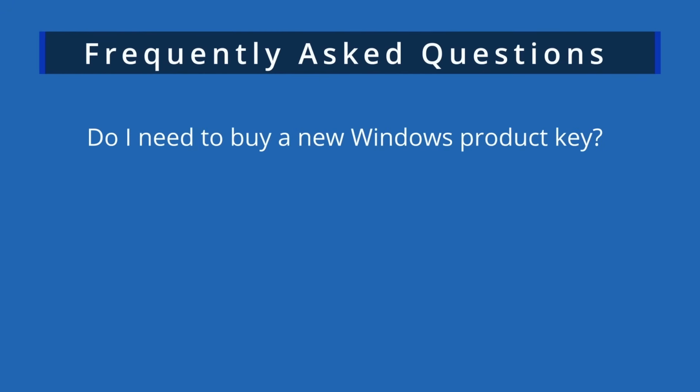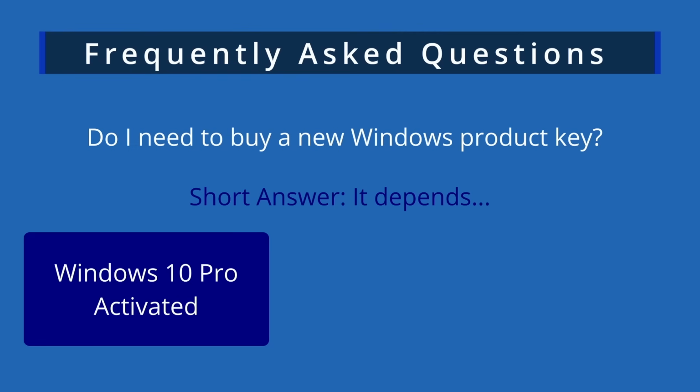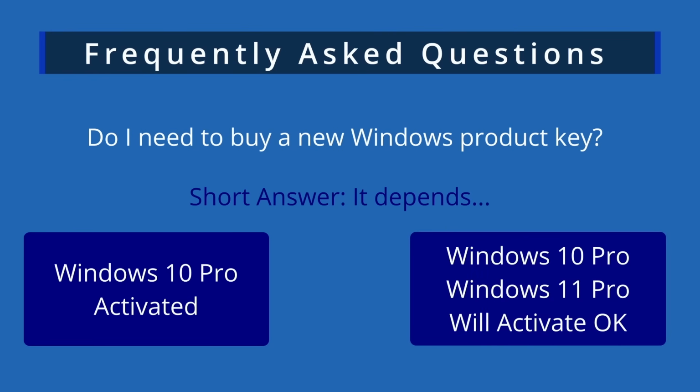Do I need to buy a new product key to install another OS on the same machine? It depends. If you've had an activated version of Windows on your machine in the past, you should be able to install another copy of the same edition, and your machine should activate automatically. For example, if you've had an activated copy of Windows 10 Pro, you can install additional instances of Windows 10 Pro or even Windows 11 Pro on the same physical PC and it will activate automatically.